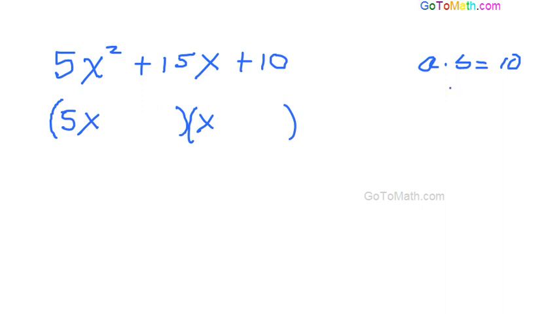Now the good thing about 10 is its factorizations. We can use 1 and 10, because 1 times 10 is 10. In other words, A could be 1, B could be 10. But what are some others? Well, 2 and 5, 2 times 5 is also 10. So these are going to be our possibilities. It's either going to be 1 and 10, or 10 and 1, or 2 and 5, or 5 and 2.